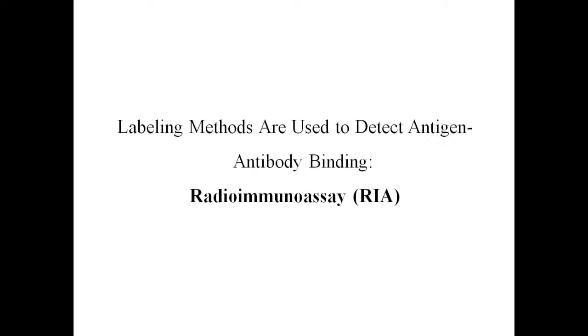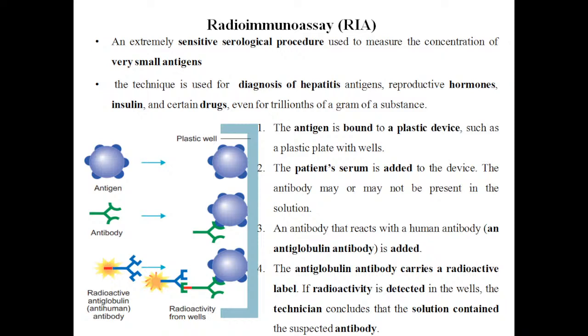The last labeled method is called radioimmunoassay. It is an extremely sensitive serological procedure used to measure the concentration of very small amounts of antigens. This technique is used for diagnosis of hepatitis antigens, reproductive hormones, insulin, and certain drugs, even for a trillionth of a gram of a substance.